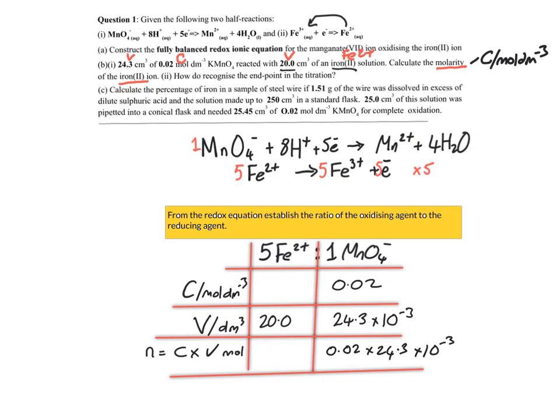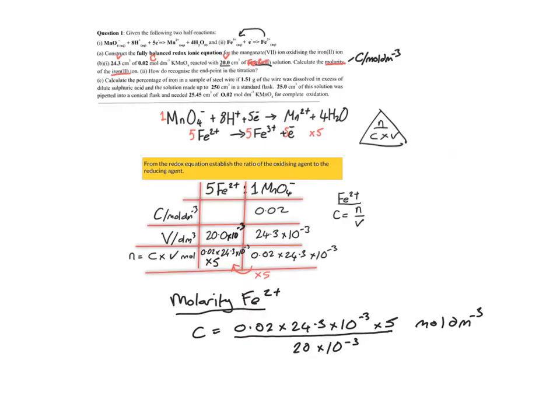Now the moles tunnel across, and the mole ratio is 1 to 5, so we need to multiply this amount by 5. Now we have got the amount of iron, we've got the volume, and now we can find the concentration. The concentration, or the molarity, of the Fe2+ is number of moles divided by the volume. Before we go to our calculators, let's see if we can simplify this. We've got 10 to the minus 3 on the top and 10 to the minus 3 on the bottom, they will cancel out. So now we can go to our calculator.